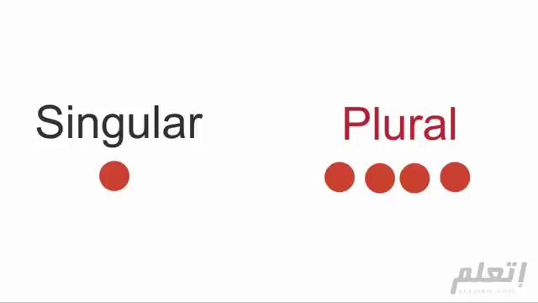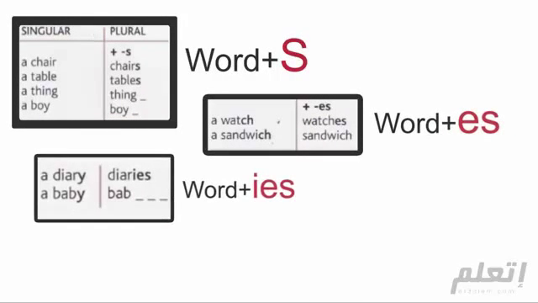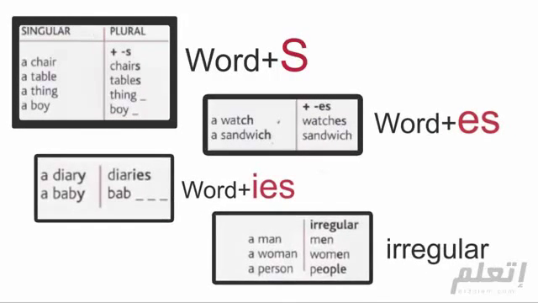So, for example, simply we form plural nouns by adding an S. Look at the examples. A chair, chairs. A table, tables. A thing, things. A boy, boys. Nice.